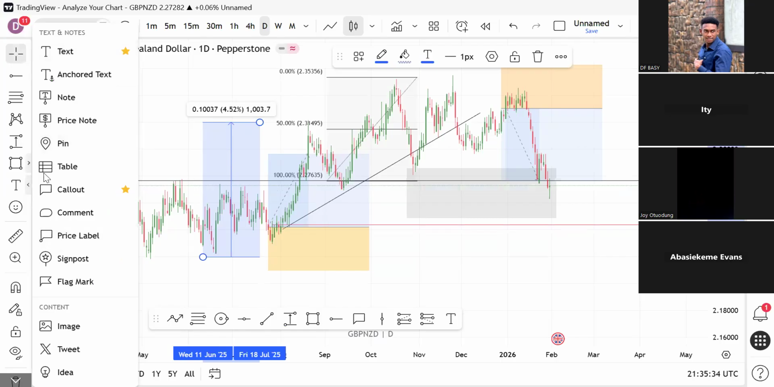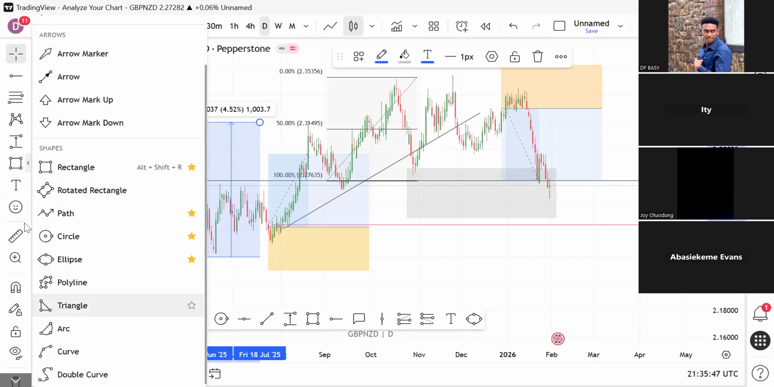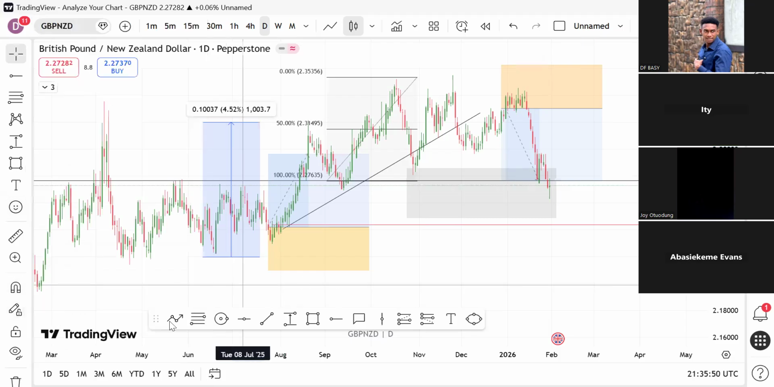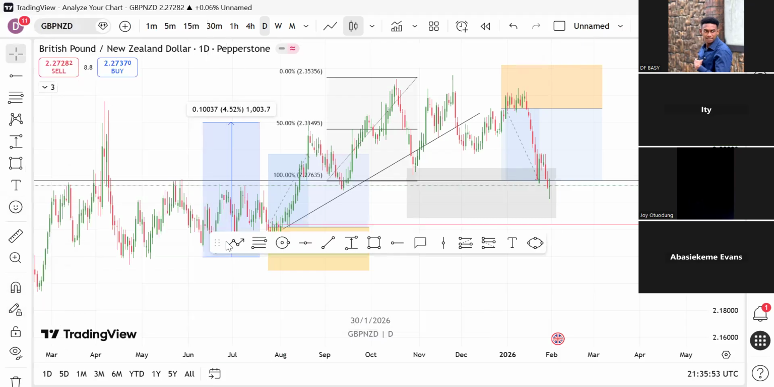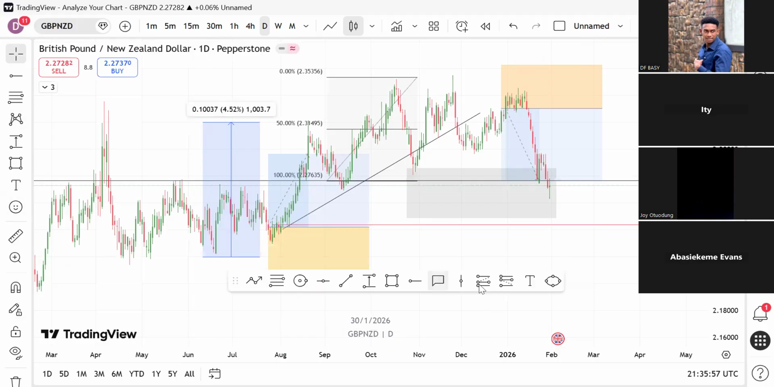And under these shapes, we have rectangle, rotated rectangle, the path, circle, ellipse, triangle. All these are basically tools you can use to analyze the market, right? So over here, this is my toolbox. Instead of going over here to search for them, this is how you can add them as a favorite and they'll appear here for analysis, right?